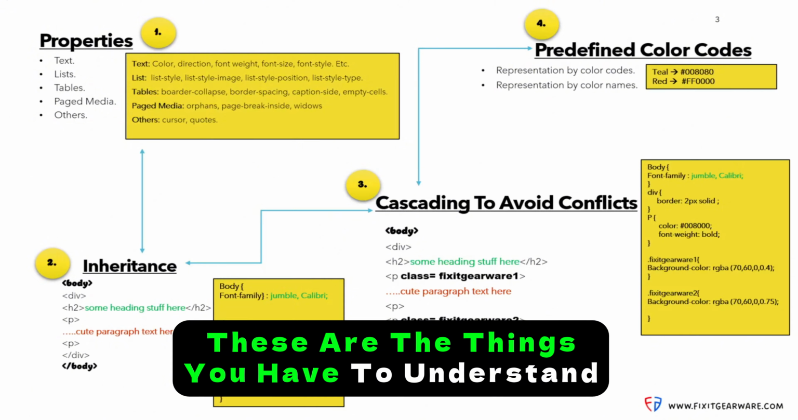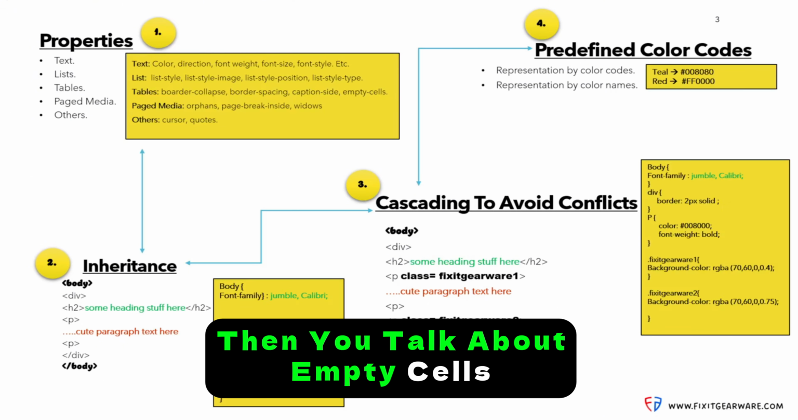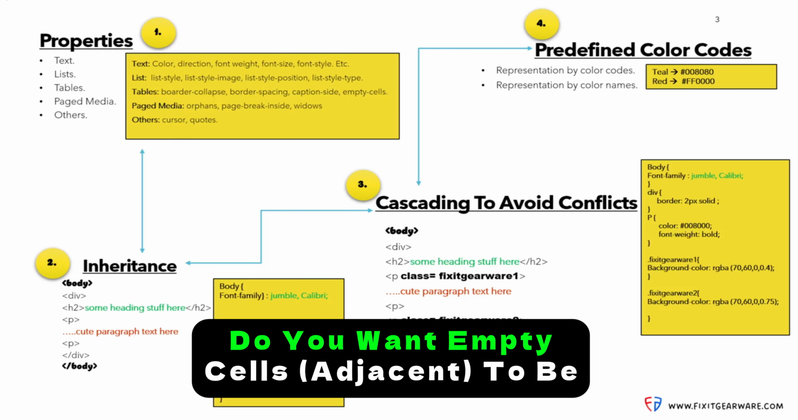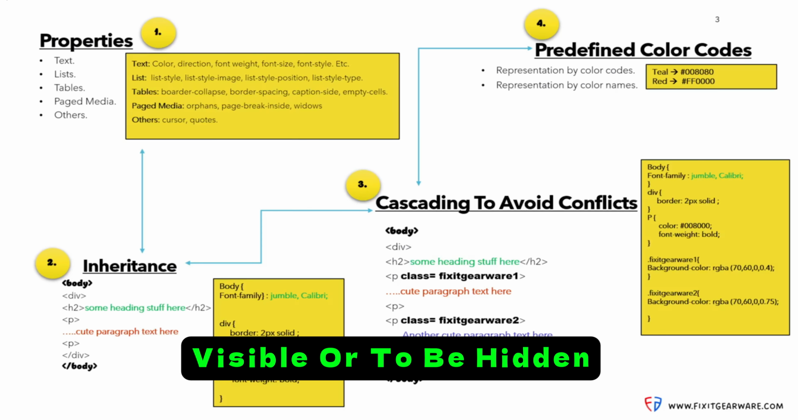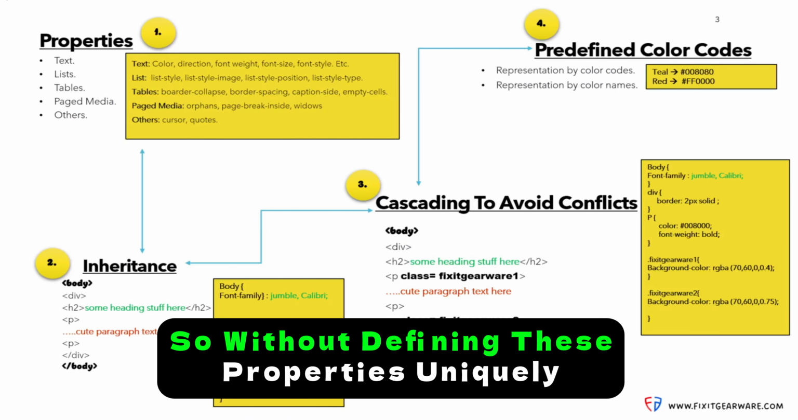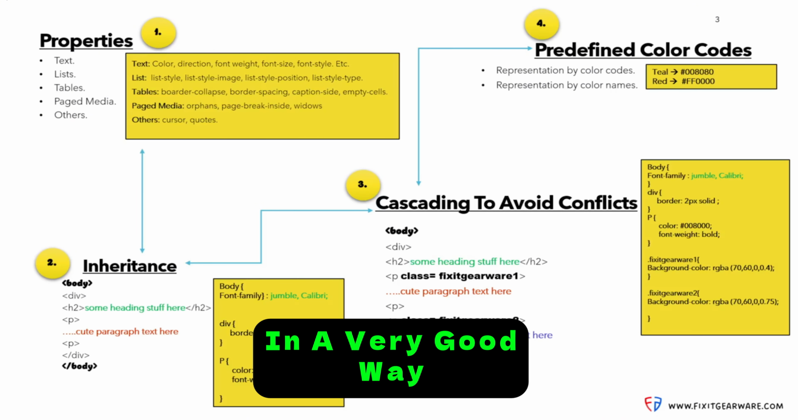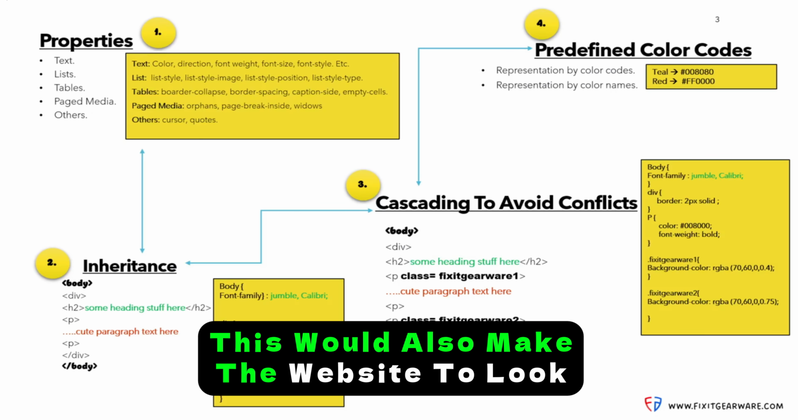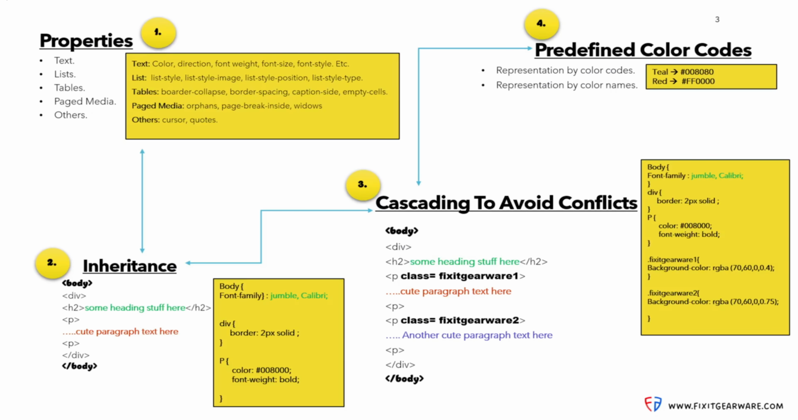These are the things you have to understand. Then you talk about empty cells. So do you want empty cells to be visible or to be hidden? So without defining these properties uniquely in a very good way, this would also make the website look awkward.